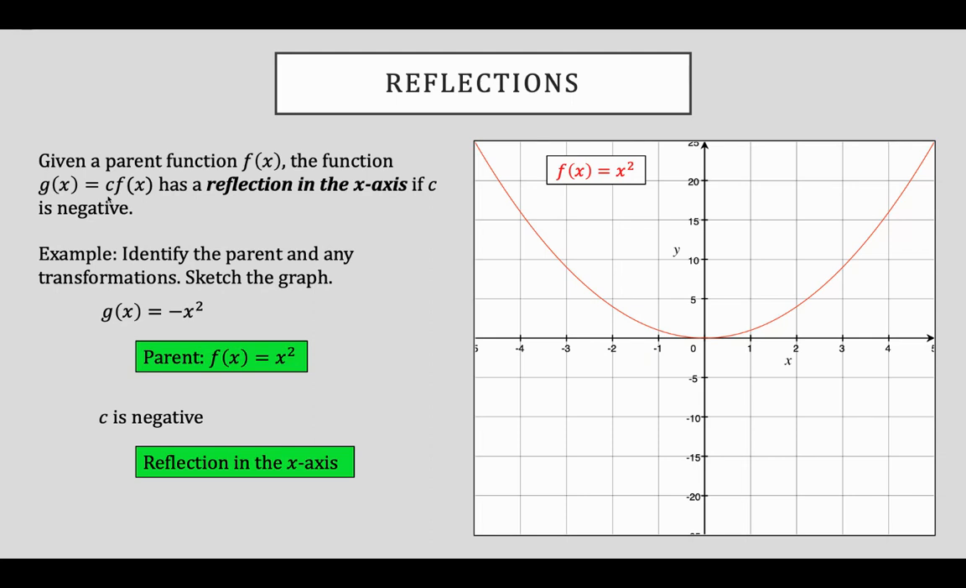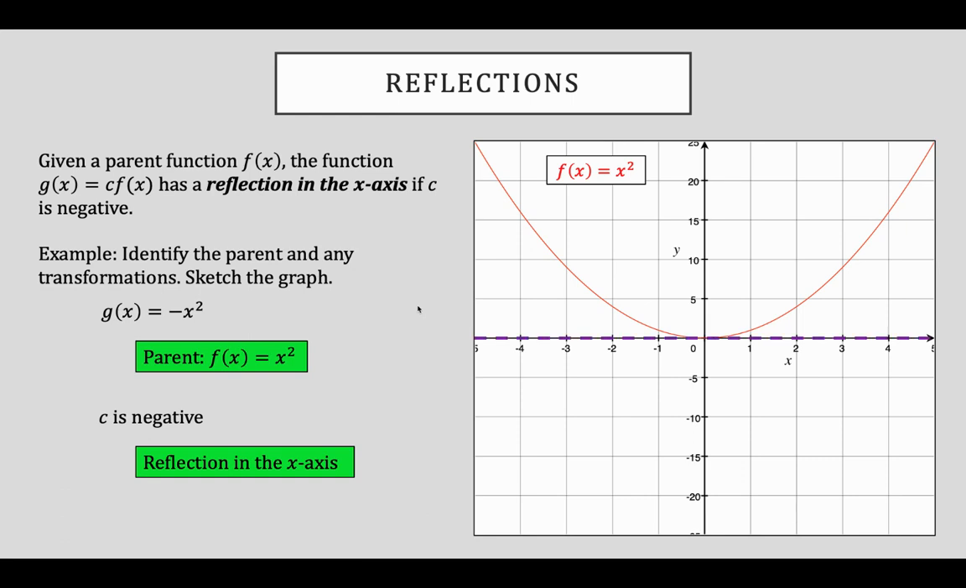the x-axis. Here we have the graph of our parent function, f of x is equal to x squared. How are we going to get to the function g of x? We are going to take that graph and reflect it over the x-axis.